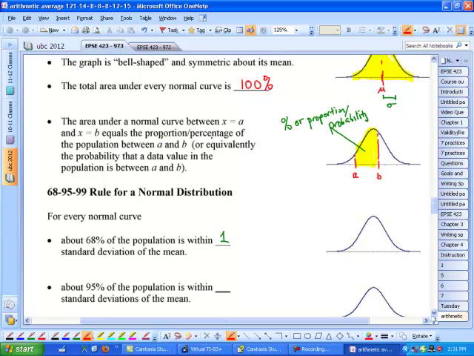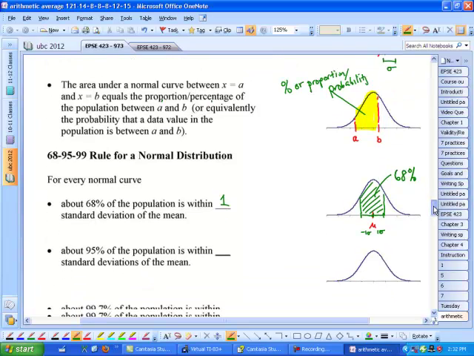So if I were to once again plot the mean, and I were to go one standard deviation to the right, there's my one standard deviation. And then if I go 1 standard deviation to the left, the area underneath here is approximately 68% of your data. So 68% data, this is kind of like the average.